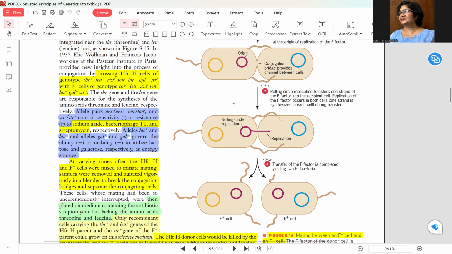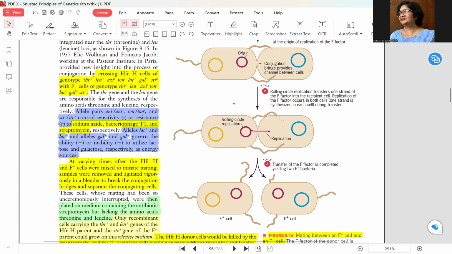conjugation to happen for. So after 5 or 7 minutes, if we see that the recipient cell, which was not able to utilize lactose as a source of energy, can now grow in the medium containing only lactose as a source of energy, then we know that since it was not able to utilize lactose as its source of energy, but can now do so, it must have acquired the lac+ gene from the donor.